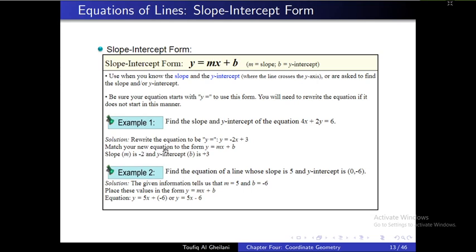Match your new equation to the form y equal mx plus b. So the slope is minus 2 and the y-intercept is 3.